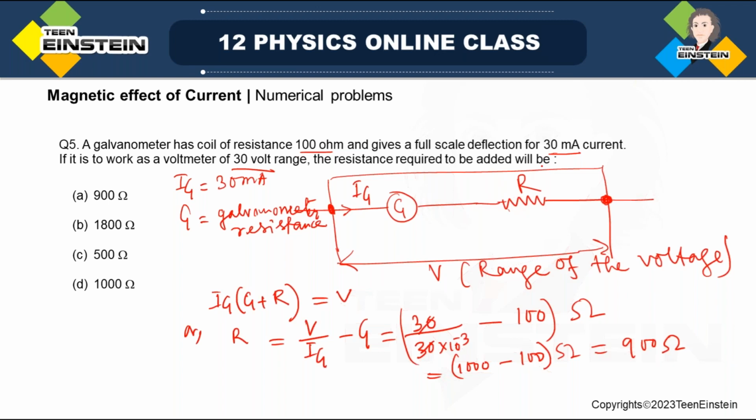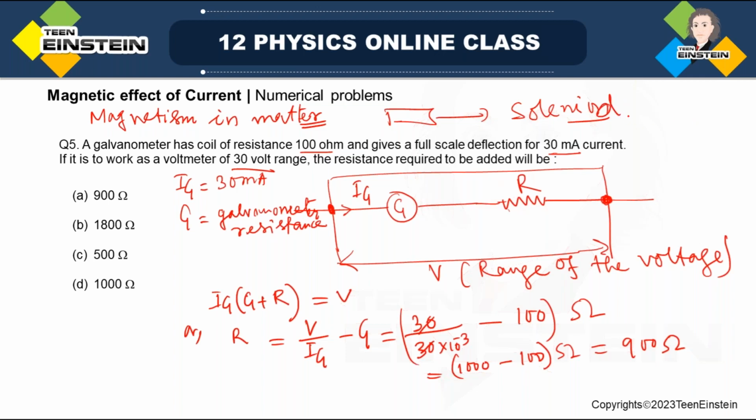In the next class, we'll take up magnetic induction. Or before that, there is magnetism in matter. We'll just take up magnetism in matter and materials. There we'll be discussing bar magnets. A bar magnet is equivalent to a solenoid, and how a solenoid creates a magnetic field.